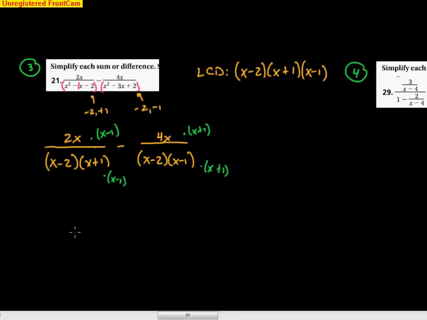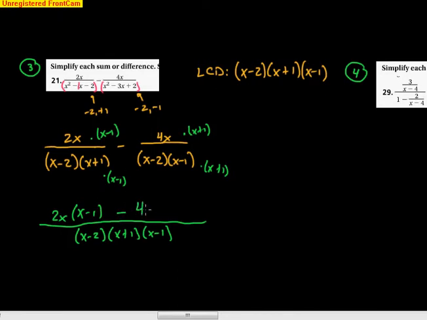So here's what I'll do. I'll write that LCD down here: x minus 2, x plus 1, x minus 1. That's my denominator. And now both numerators are going to go on top of this with a minus sign in between them. So the first numerator is 2x times x minus 1, minus the second numerator, 4x times x plus 1.